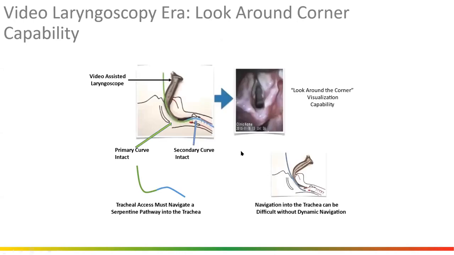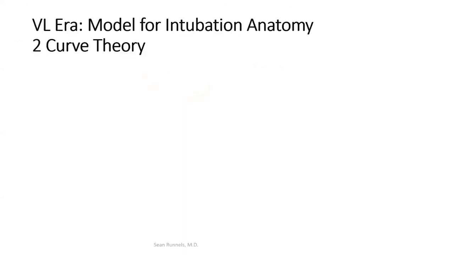And I don't know if you can see my mouse here, but this is the natural curves of the airway. And with the interpolated blade, they are left intact. And so this is the pathway we have to follow with an endotracheal tube to access the trachea. So the geometry turns from a straight line to now a serpentine pathway, two curves in opposite directions, and the inflection point is at the glottis. So now we need to update our model. And now we have the two curve theory.